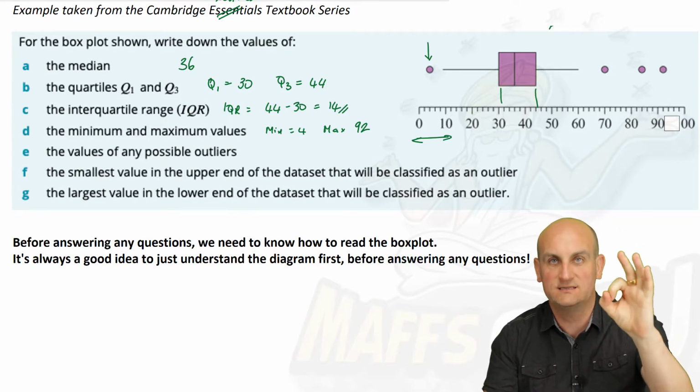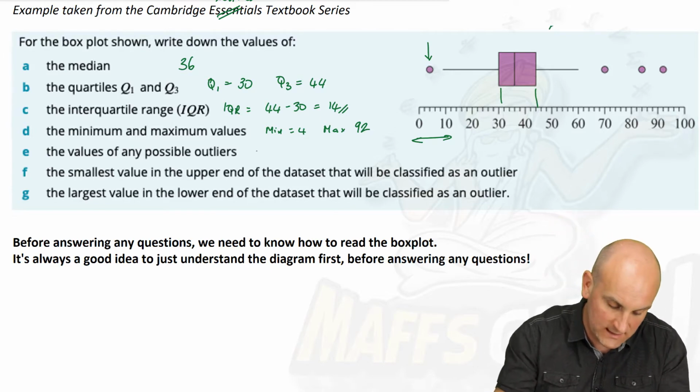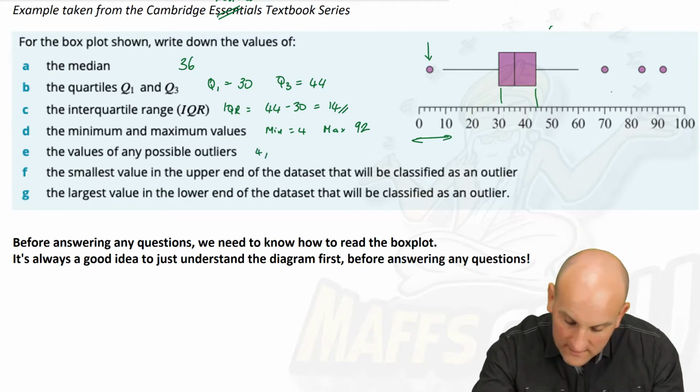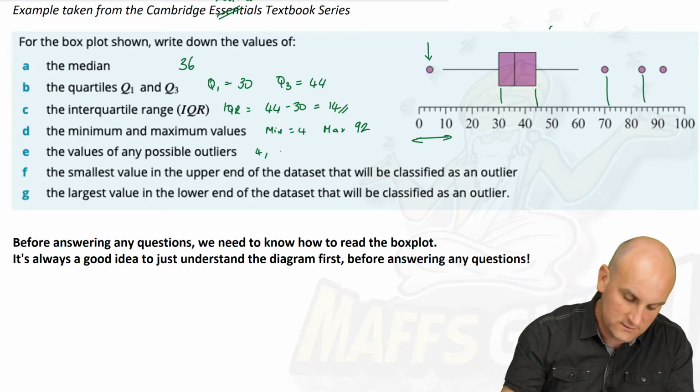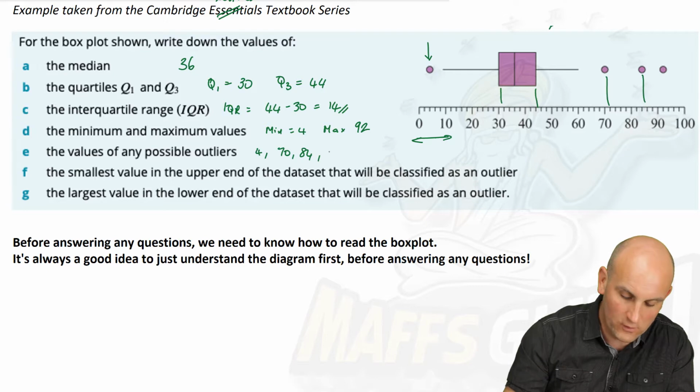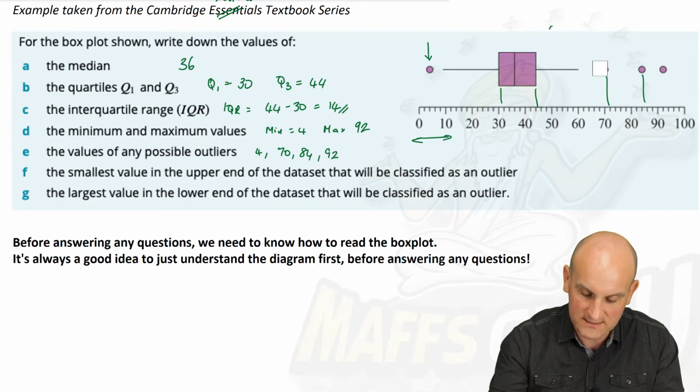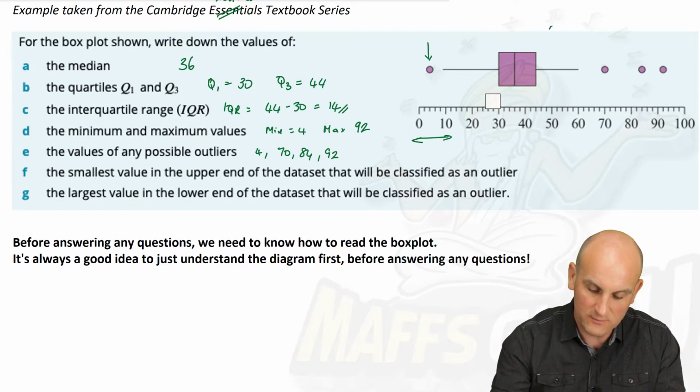The values of any possible outliers, well, we can see those outliers because they're the ones with the circles. So what did we say? We had the values 4, and what do we have there? Let's say that's 70, 84. So 70, 84, and we'd already said the maximum value of 92. Rubbing these out to make it a little bit more sensible.